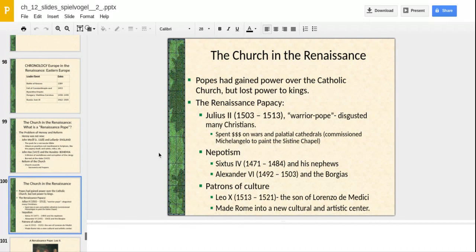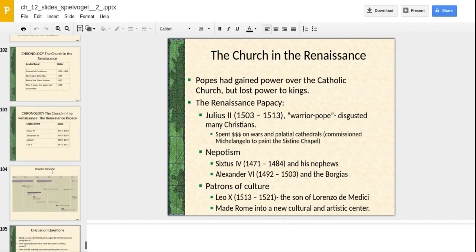You had a lot of nepotism going on because you couldn't pass the papacy down to your children. So you're going to hook up nephews, as you can see, and Alexander, the corrupt one, he hooks up his family, the Borgias. Some of the popes are patrons of culture. Leo X, who is a Medici son, is going to be a massive patron of the arts, and he makes Rome into a new cultural and artistic center.